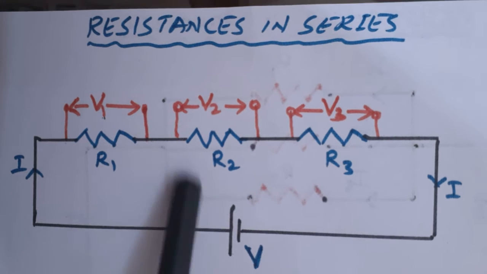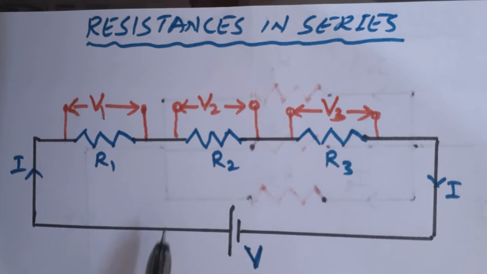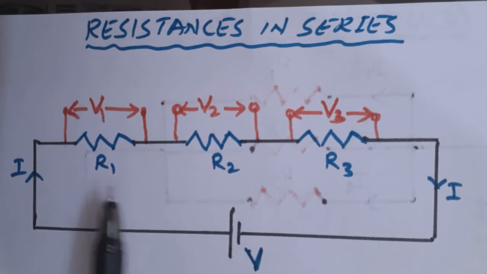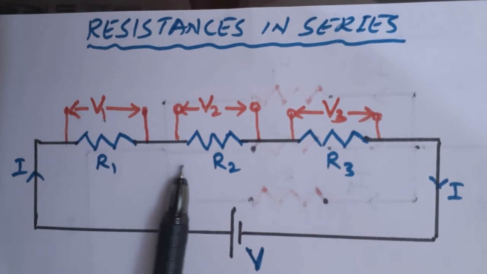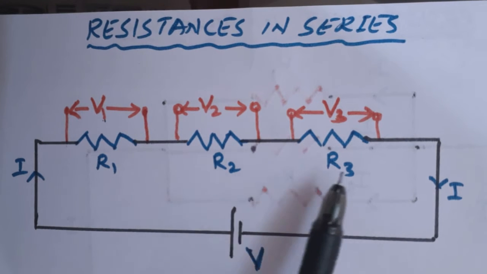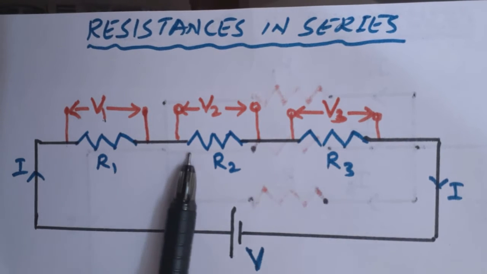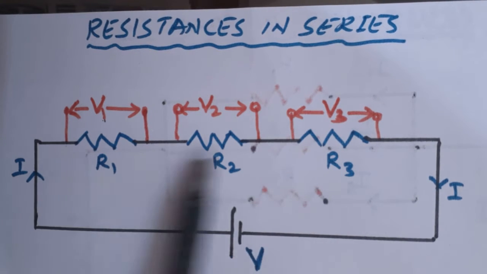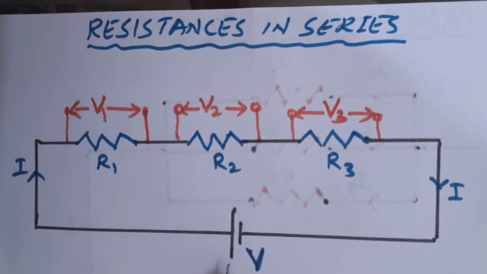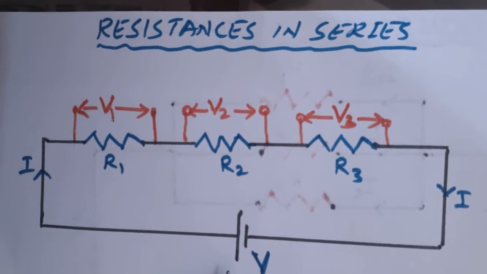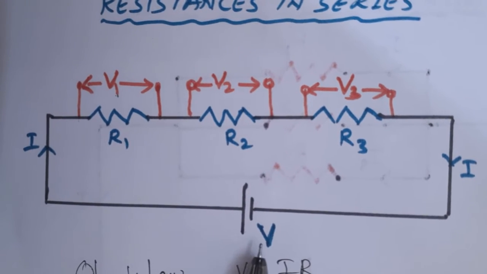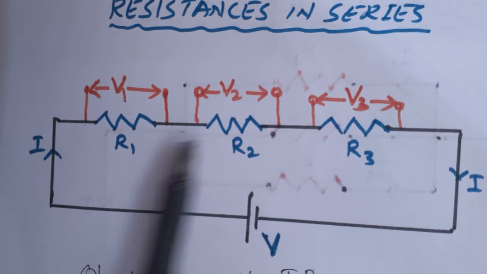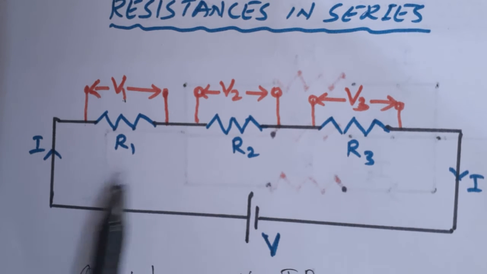So first, resistances in series, for which consider this diagram. Here we are using three resistors R1, R2 and R3 which are connected as shown in series connection. This type of connection is series connection, end to end, which is subjected to a potential difference V. So V is the potential difference applied through this circuit, as shown.